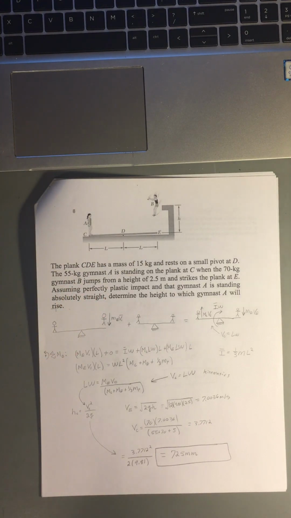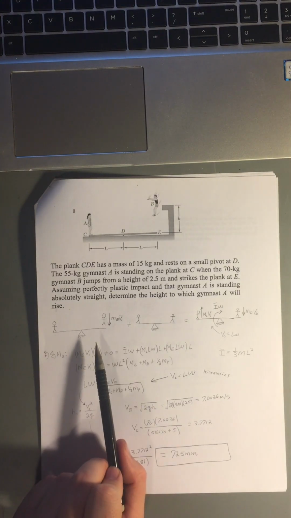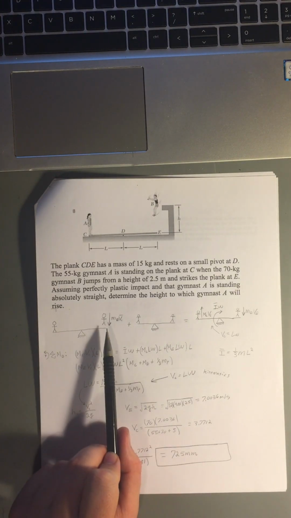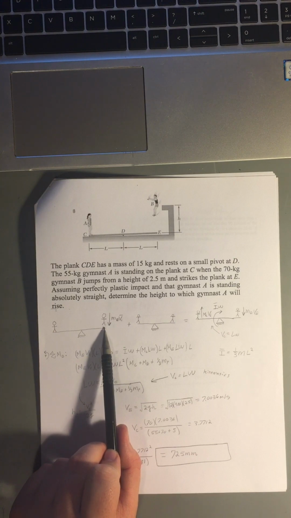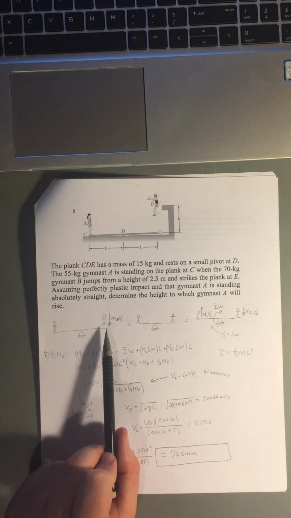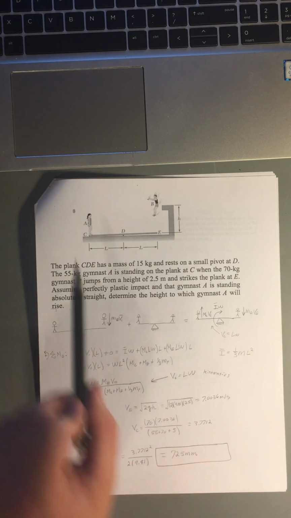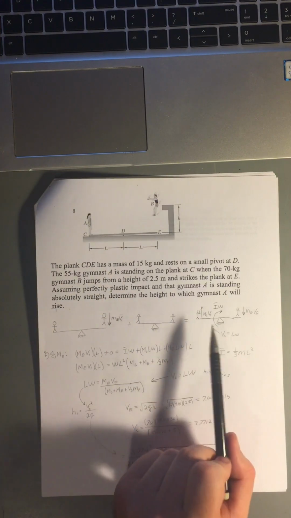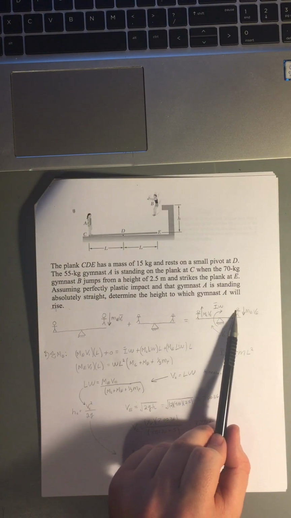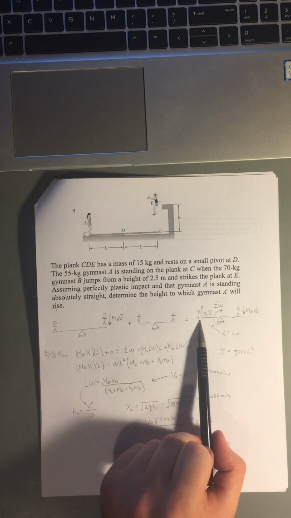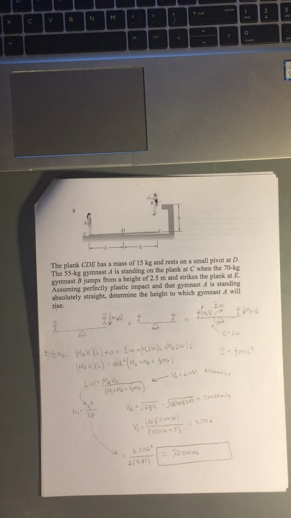And so in order to solve this problem, like in the previous problems, the first thing I did was draw an impulse and momentum diagram. And so here is before the impact. We have gymnast B falling down from height h, and then during impact they both are on the board, and then after, gymnast B will continue down and gymnast A will begin to go upward.